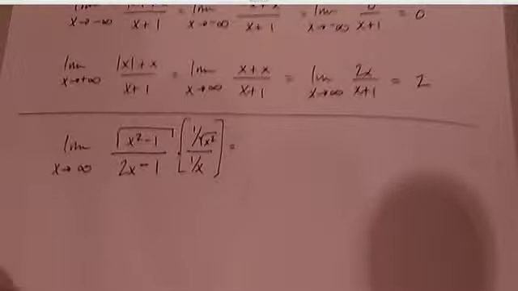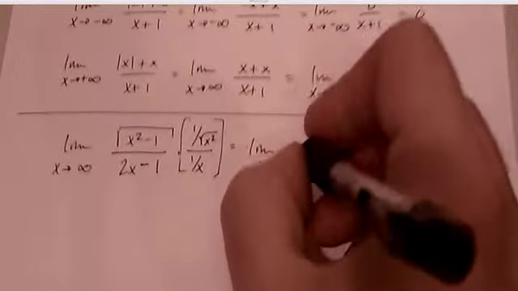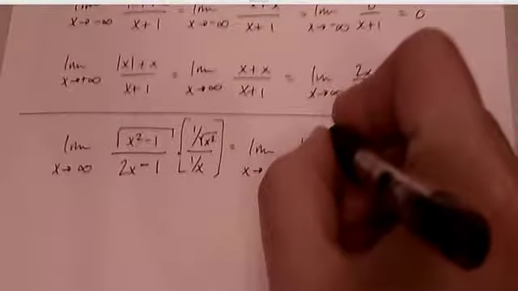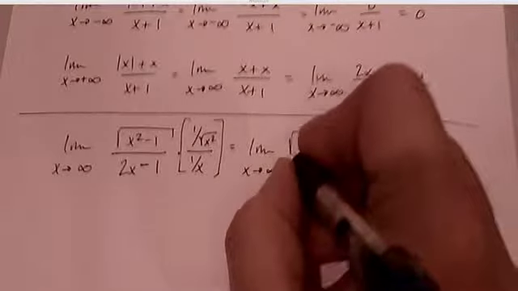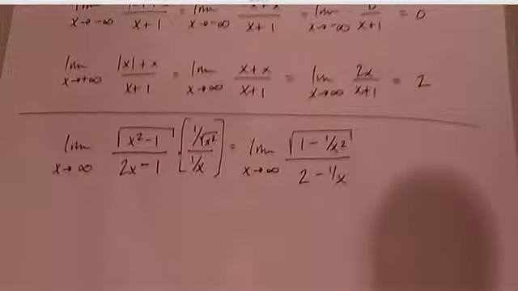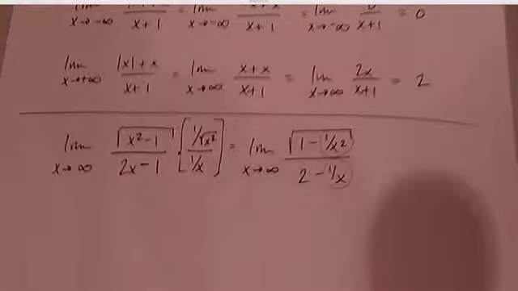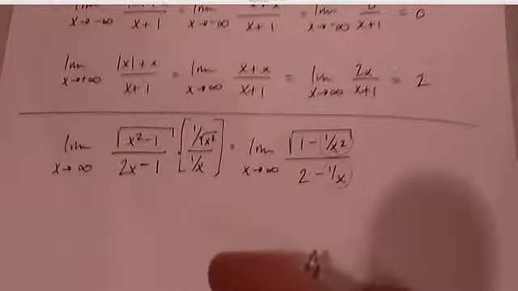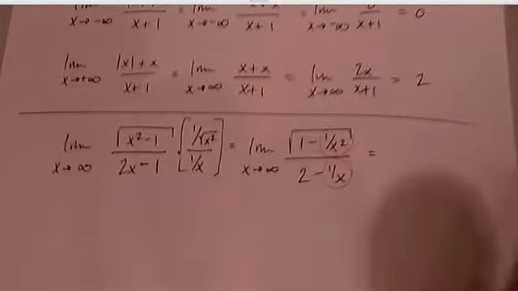I have not changed the value of my expression. I am merely changing the form, and therefore I can multiply that across, and I wind up getting 1 minus 1 over x squared underneath the radical, and 2 minus 1 over x. This right here and this right here fit my theorem. I didn't restate the theorem in this lecture, but remember it from lecture 2 on limits at infinity, and therefore I get the square root of 1 over 2, or 1/2.